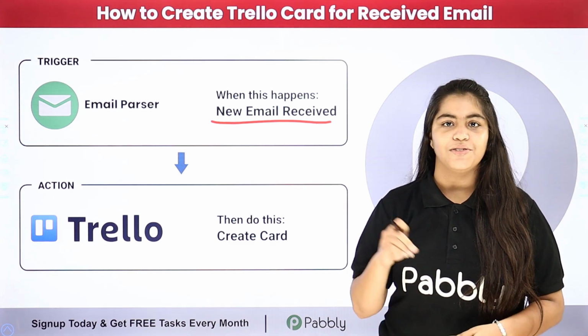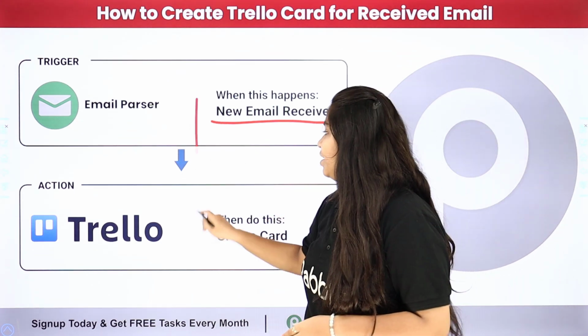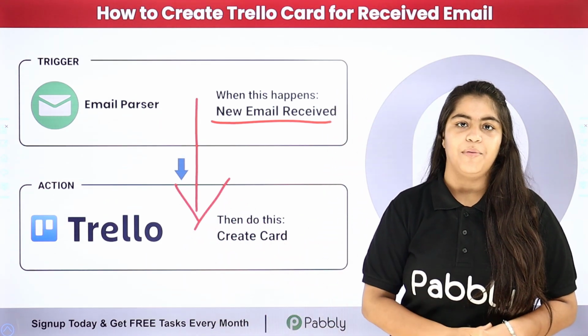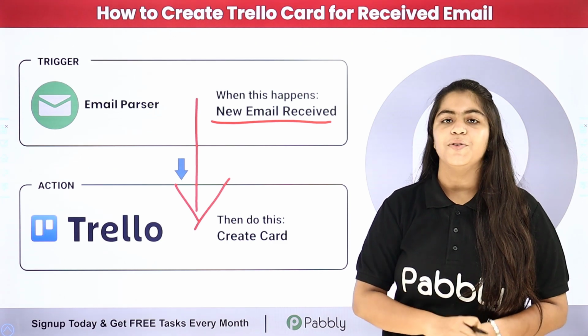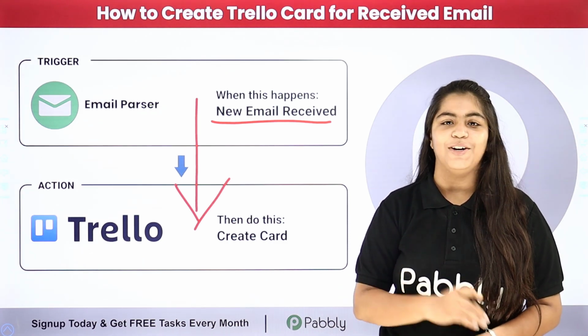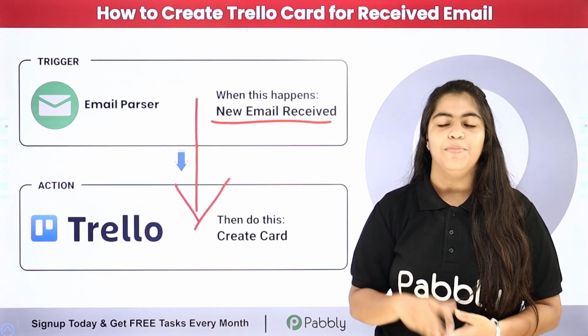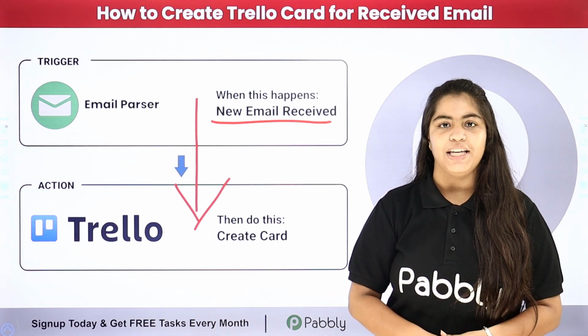To do this, we are going to create a connection between email parser and Trello. To create this connection without knowing any programming or coding language, we are going to use Pabbly Connect. It is an amazing automation software. Do you also wish to learn this process step by step? Then let me take you to my computer screen.